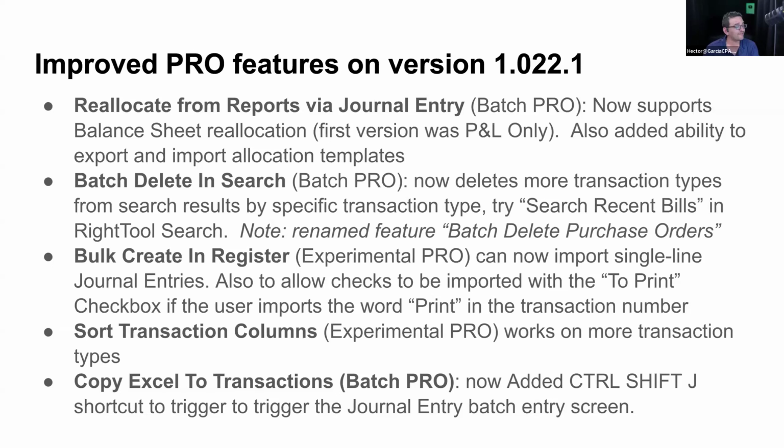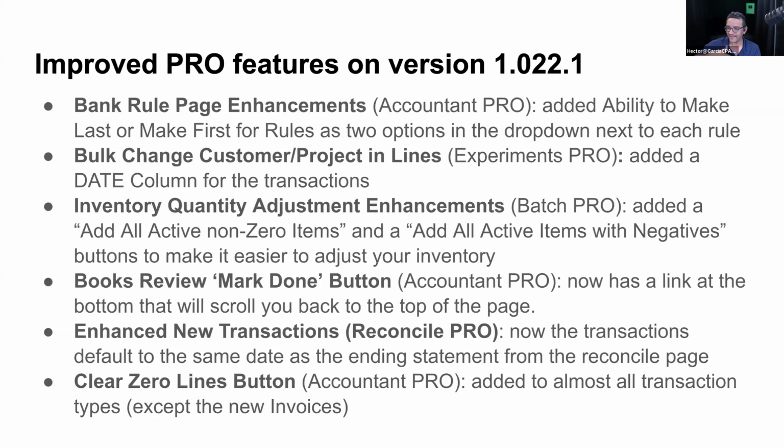Right. We also have in most transactions, I believe, with the exception of the new invoices, a sort transactions column. So if you want to sort by items by alphabetical, or a memo by alphabetical, or by quantity, or by dollar amount, you can sort by any of these columns. Sometimes people want to sort inside transactions. So after you added every line, you can sort.